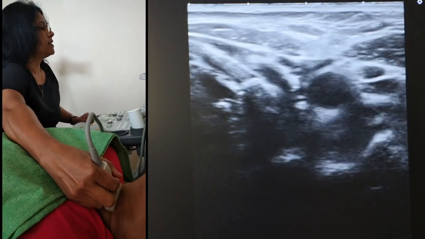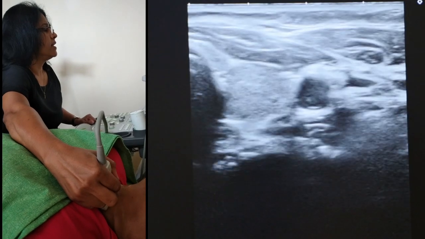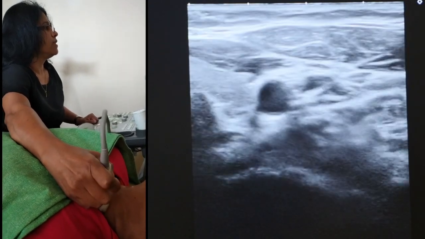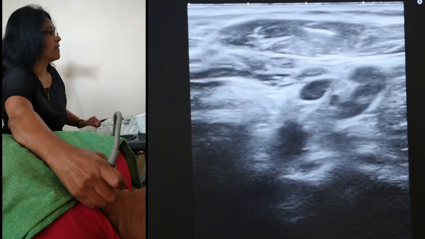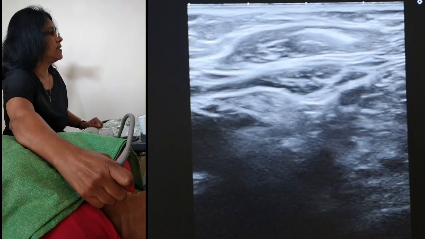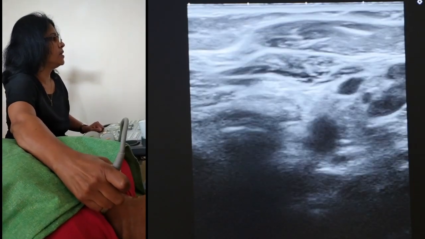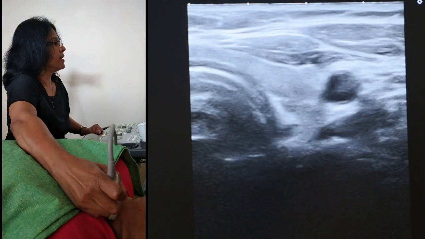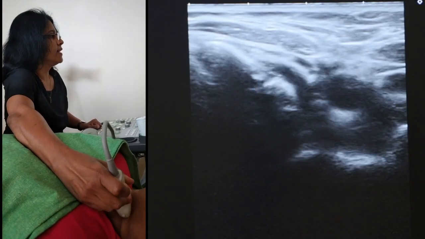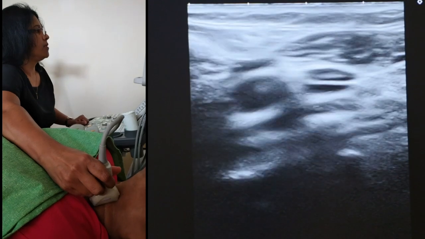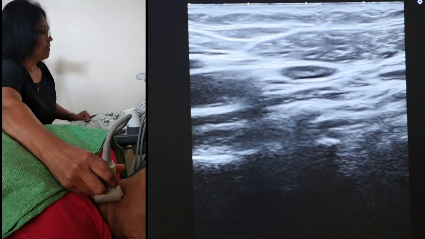And after that, we are checking any cervical lymph nodes. So transversely I am taking from the inferior to the superior aspect of the neck. I am doing like that, and I don't see any abnormal lymph nodes. This is a lymph node which is normal.